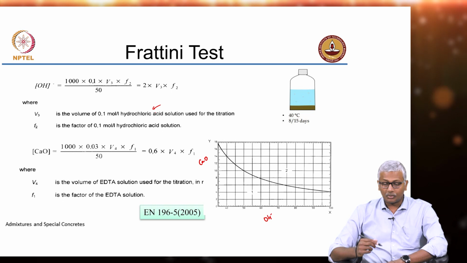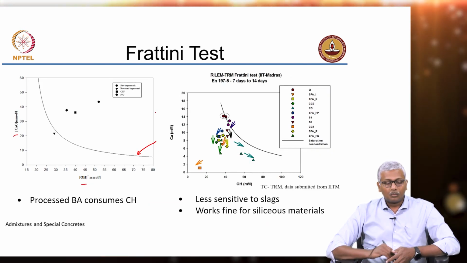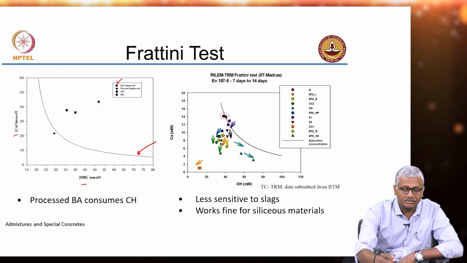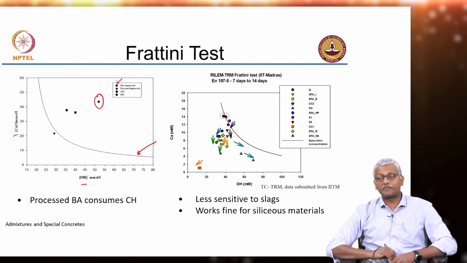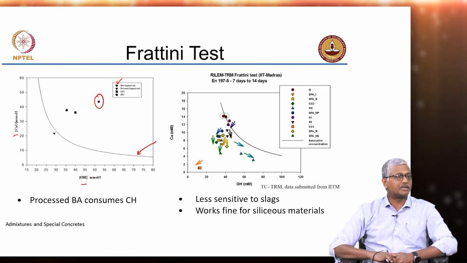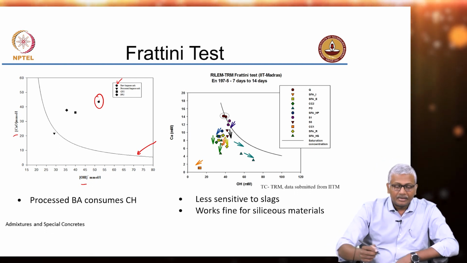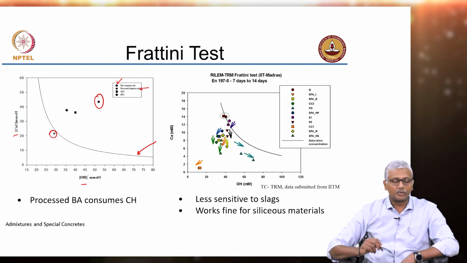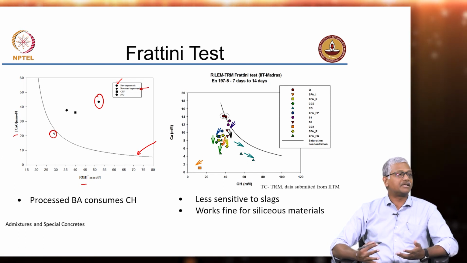So, now using this approach, what is being depicted here is that the raw bagasse ash, which is this circle, is somewhere out here. That means you have a large amount of calcium oxide and OH minus available in solution.